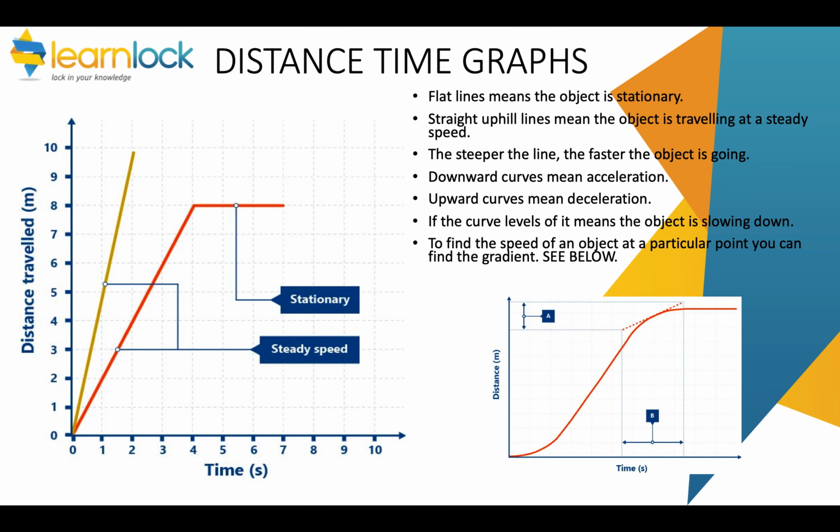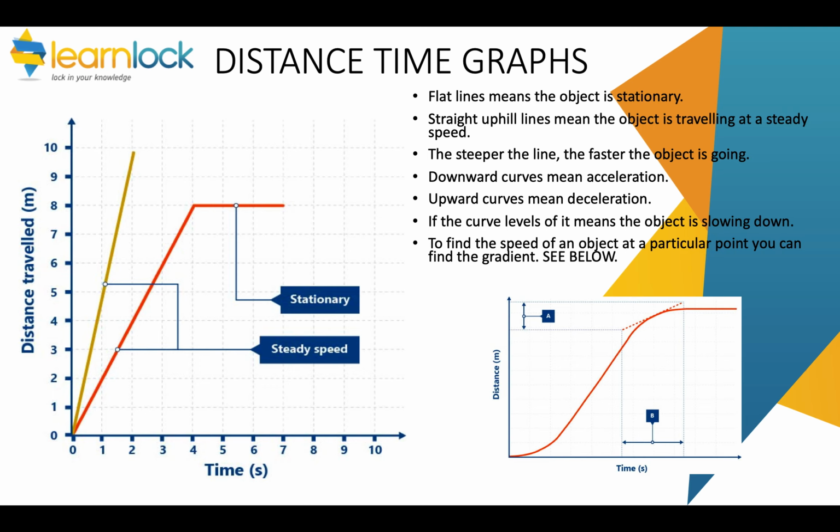First of all, distance time graphs. So a distance time graph has distance and time on the axes. On these graphs, a flat line means the object's stationary, so not moving. When it goes straight and uphill, it means it's going at a steady speed, as shown in the diagram. The steeper it is, the faster it's going.